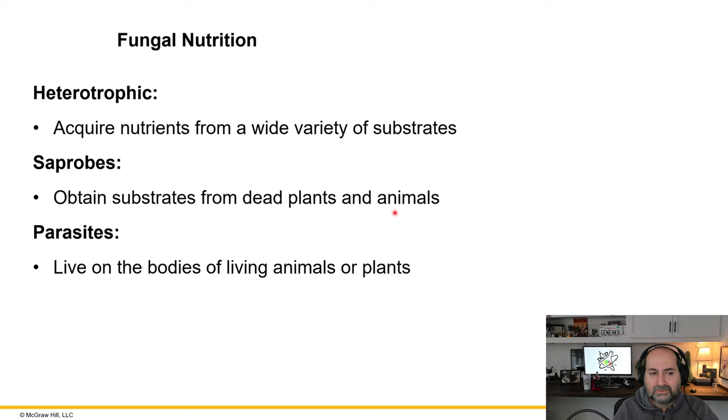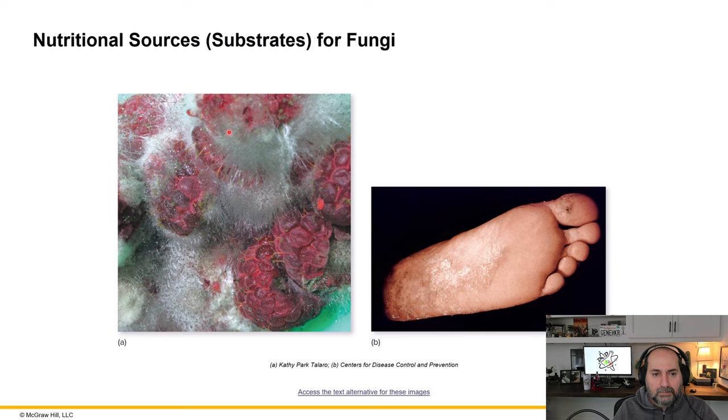And, you know, fungi tend to be heterotrophic. That means they acquire nutrients from a wide variety of substrates that have carbon in them. You can think of them as preformed carbon molecules, such as sugars and things like this. Some fungi serve as parasites. Parasites live on the bodies of living animals or plants and become metabolically dependent on them. They get their nutrition from that animal or plant. Again, you can see here how some fungi are saprobes. You see how these fungi are breaking down the berries, breaking down that organic matter. Whereas some fungi are parasites, they feed off of the living animal or plant.